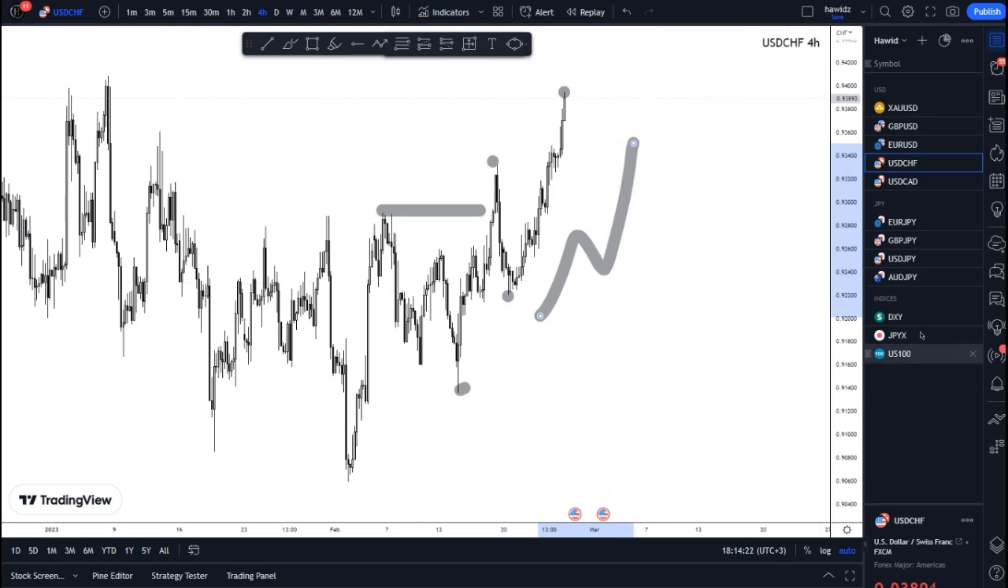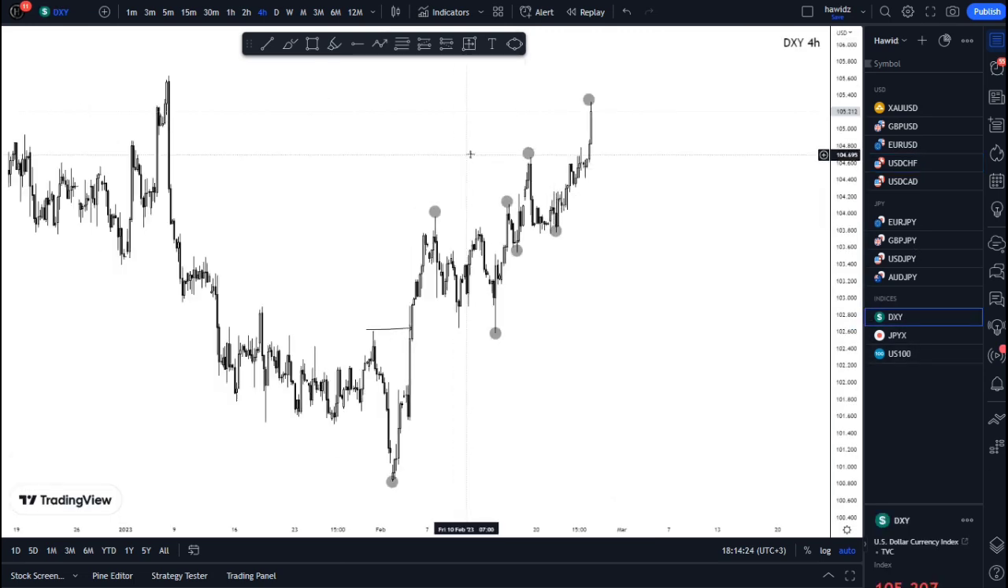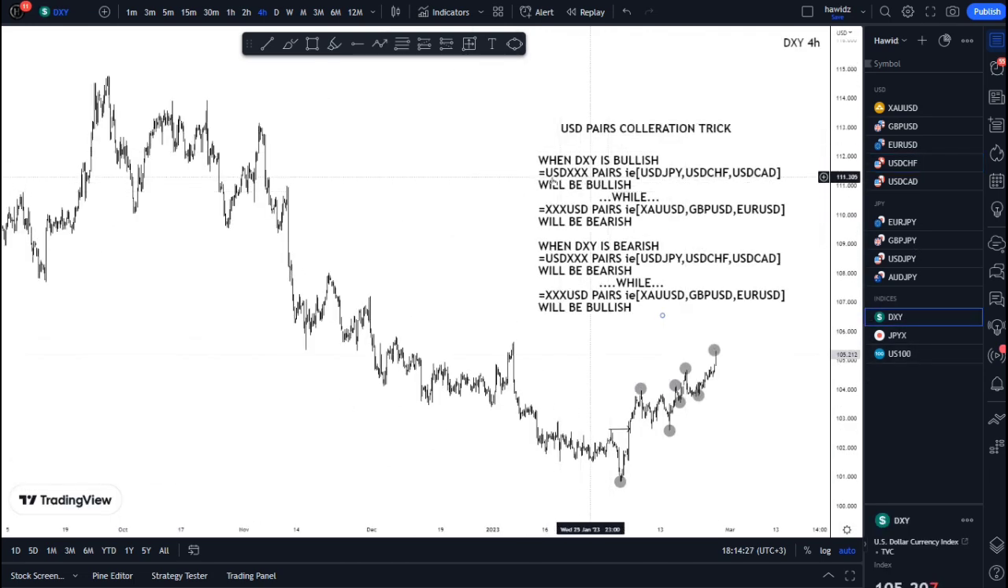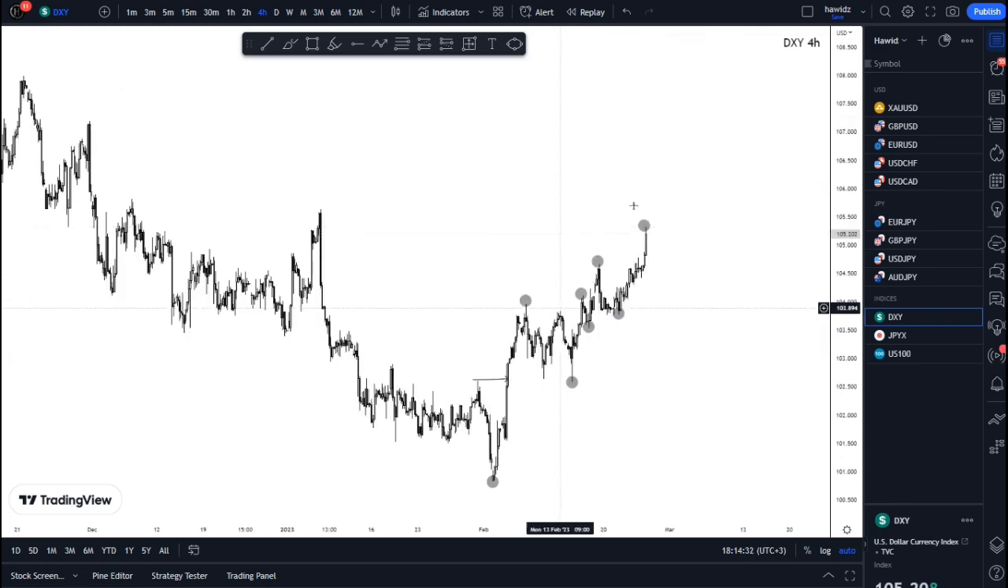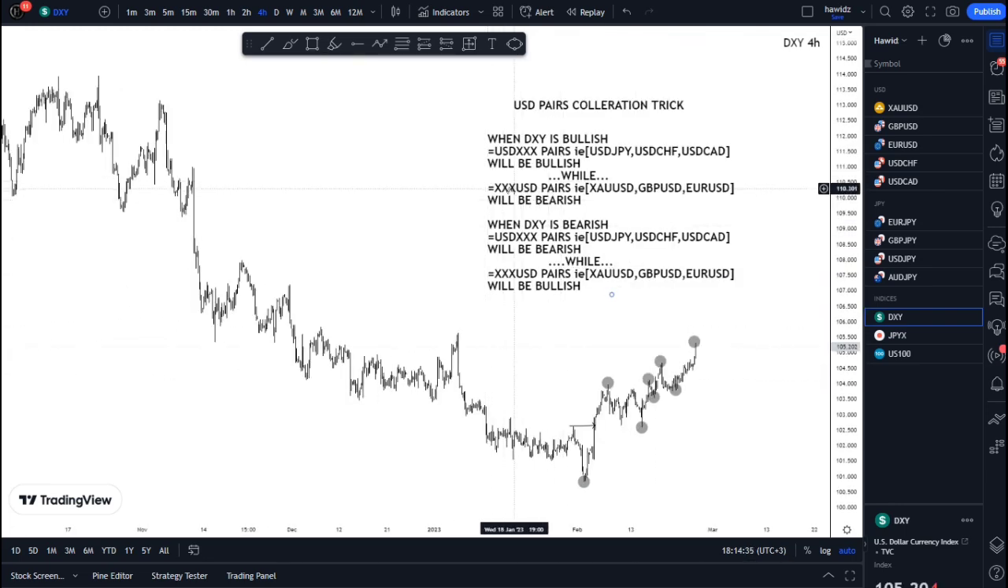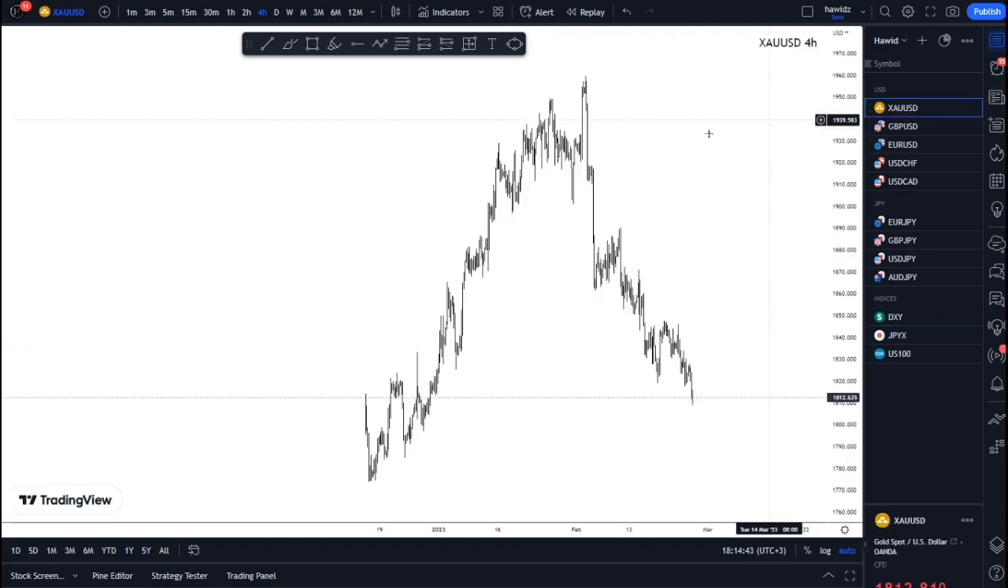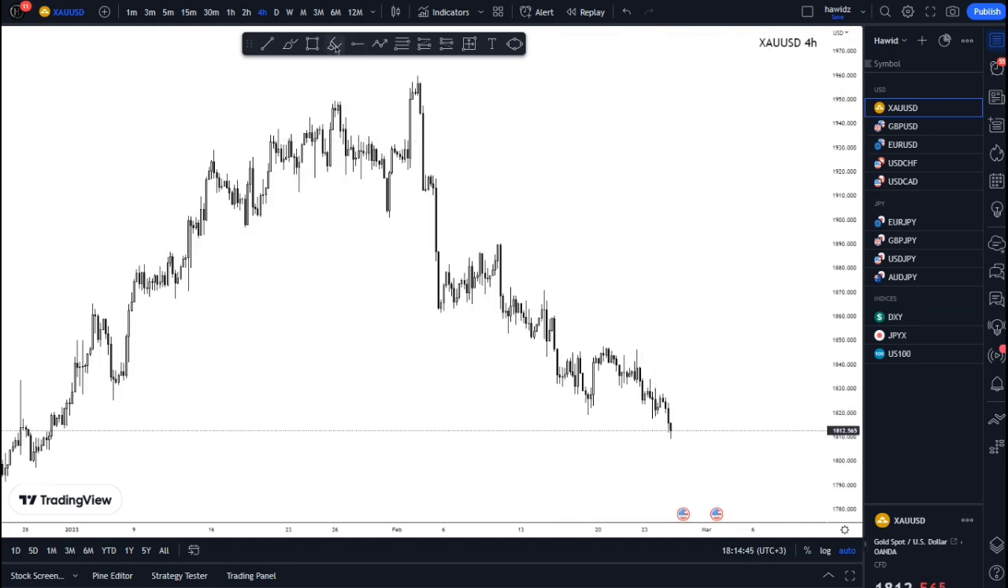Now let's go to the opposite of what this says, right? So since these USD XXX pairs are all bullish with the bullishness of DXY, now let's go to the XXX USD pairs and see if it's true that they will be bearish. So let's start there with gold. Look at what it does, right?